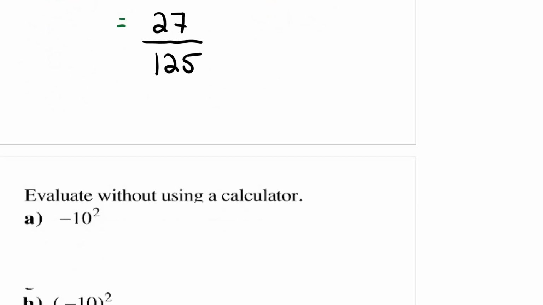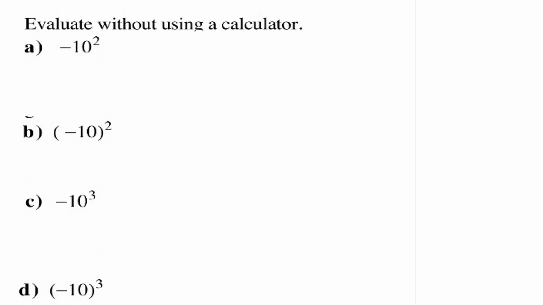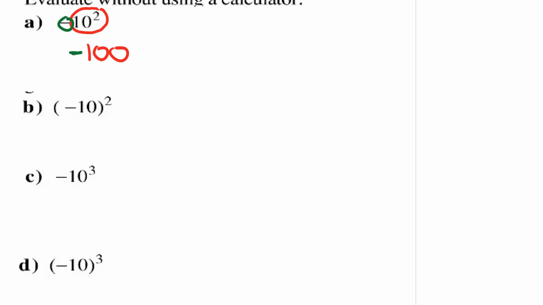Okay, let's keep on moving along. So then for question number 5a, I need to evaluate without a calculator here. Okay, so 10 to the power 2. Well, 10 to the power 2 is 100. And then you have this negative sign that's tagging along, so the answer there is going to be -100.